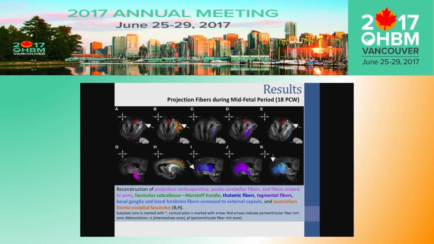What happens with the projection fibers? The paper is divided into radial coherence, projection fibers, associational, and callosal. Very early during development, around 18 post-conceptual weeks, we were able to detect all the projection fibers. For example, in pink you can see corticopontine fibers, the Muratov bundle, thalamocortical fibers, tegmental fibers, and basal ganglia fibers. What is important to say is that during this period of development, these fibers don't reach the cortical plate. Just a few fibers reach the cortical plate.